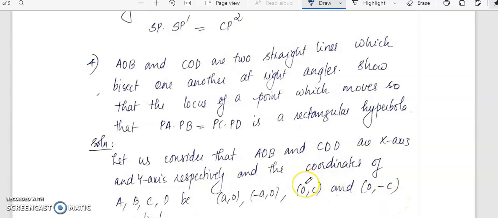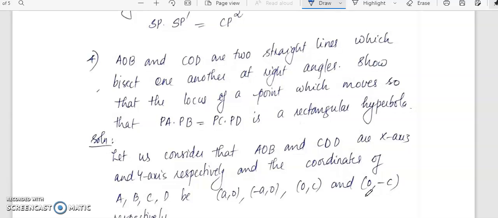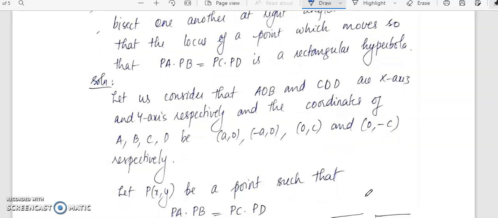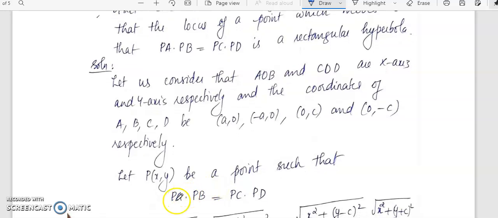So here the lines, since they are on the x-axis and y-axis, they will be perpendicular, and for this choice of coordinates they will be bisecting each other. So the origin will be bisecting the lines AOB and COD. And let us take (x, y) to be a point on the plane such that it satisfies the condition PA into PB equal to PC into PD.